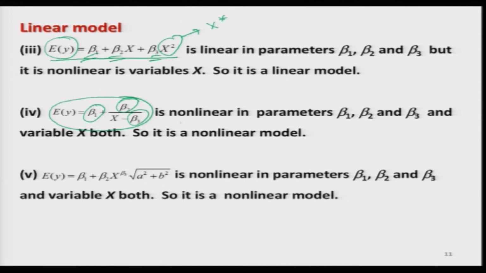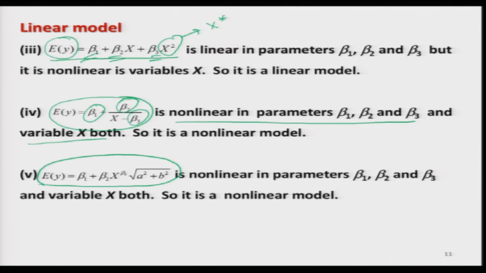So, this model is non-linear in parameters, and if you want to make it clearer, you can say that it is non-linear in variable x also, but that does not affect the definition of the linearity of a model. Similarly, let me take one more example, case five: expected value of y is beta 1 plus beta 2 x raised to the power of beta 3 square root of a square plus b square.